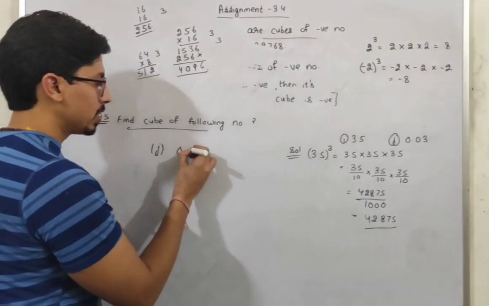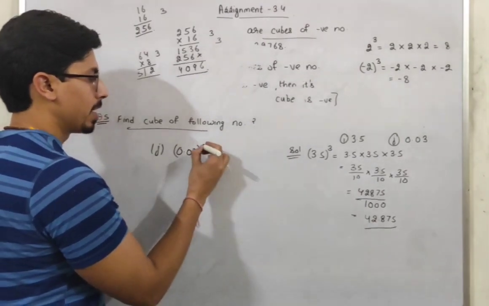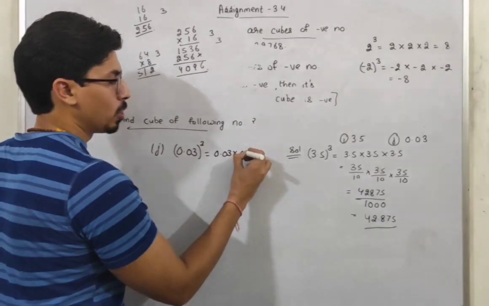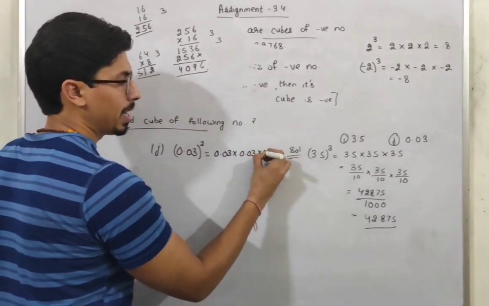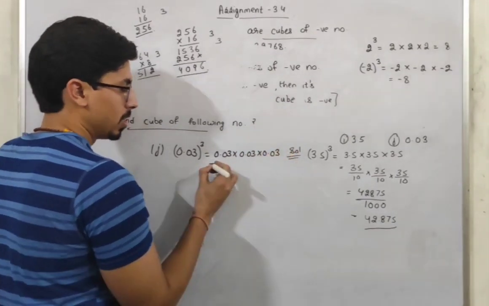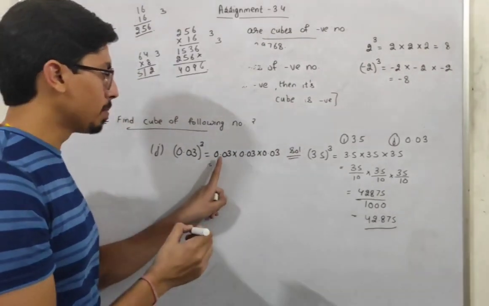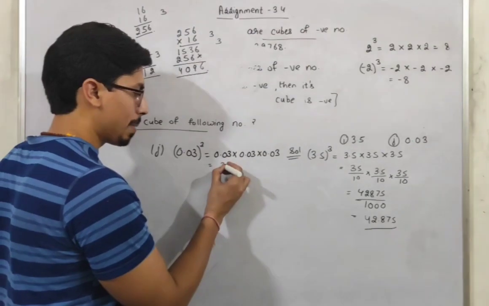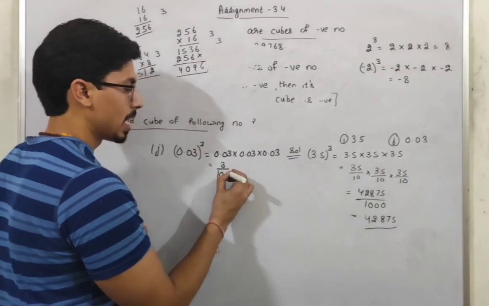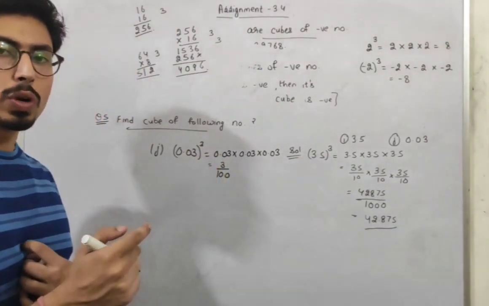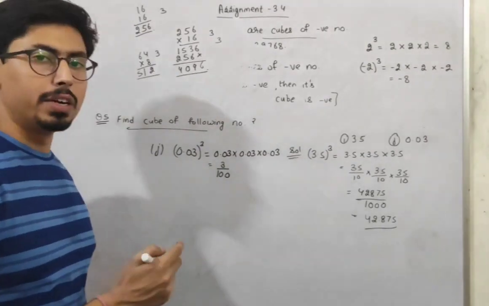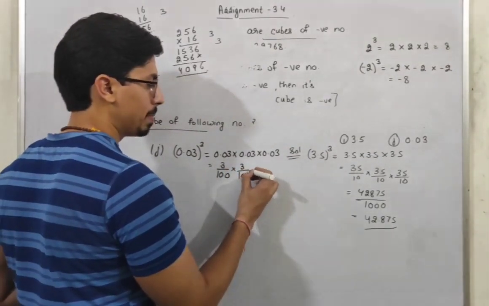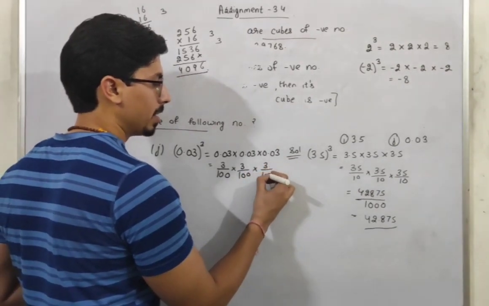Now in our last part, that is part number J, we have to find out the cube of 0.03. So 0.03 cube. We can write it as 0.03 multiplied by 0.03 and multiplied by 0.03. See students, after the decimal we have 2 digits. So we can write it as 3 as it is upon 100, because after the decimal we have 2 digits. So I put 100 in the denominator. Now the same for these numbers, so 3 by 100 and 3 by 100.